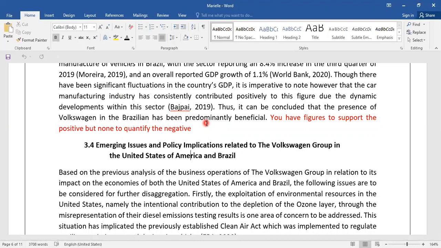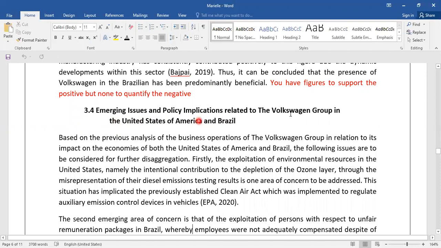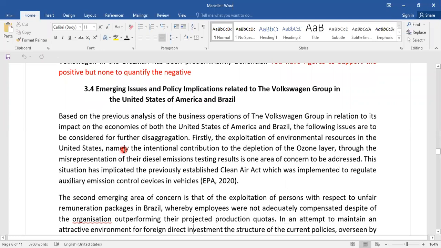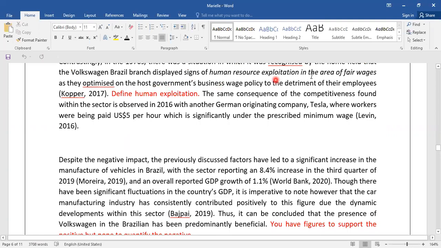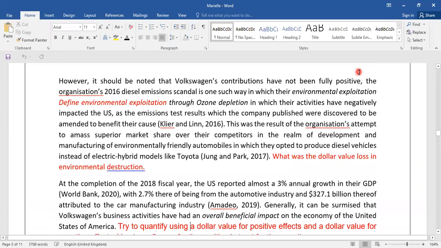We have now concluded the discussion on the US and Brazil. Now, this section here is emerging issues and policy implications that would have arisen in the US and in Brazil. So let's read. Before I even read, I am expecting that the emerging issues pertain to human exploitation in Brazil. And I'm expecting that the emerging issues pertain to environmental exploitation.